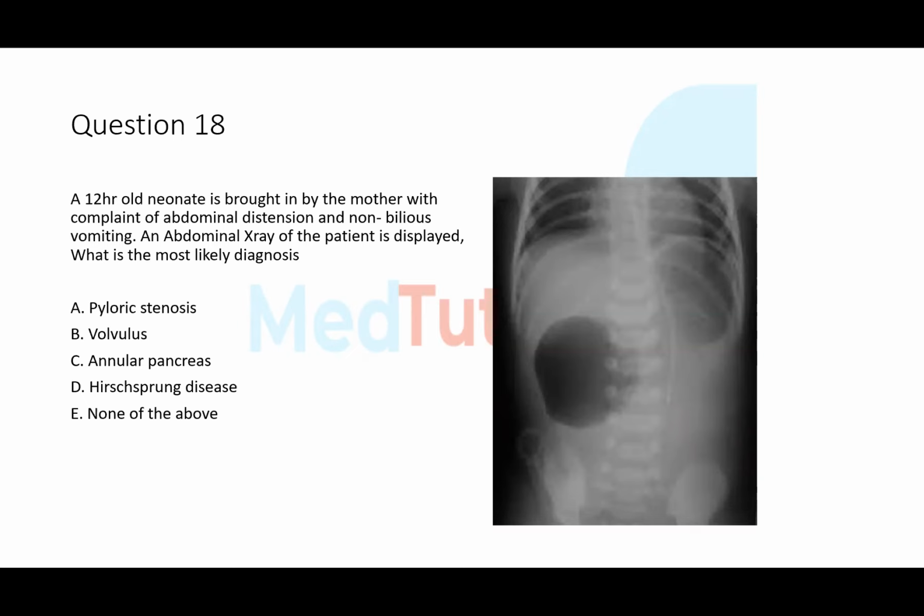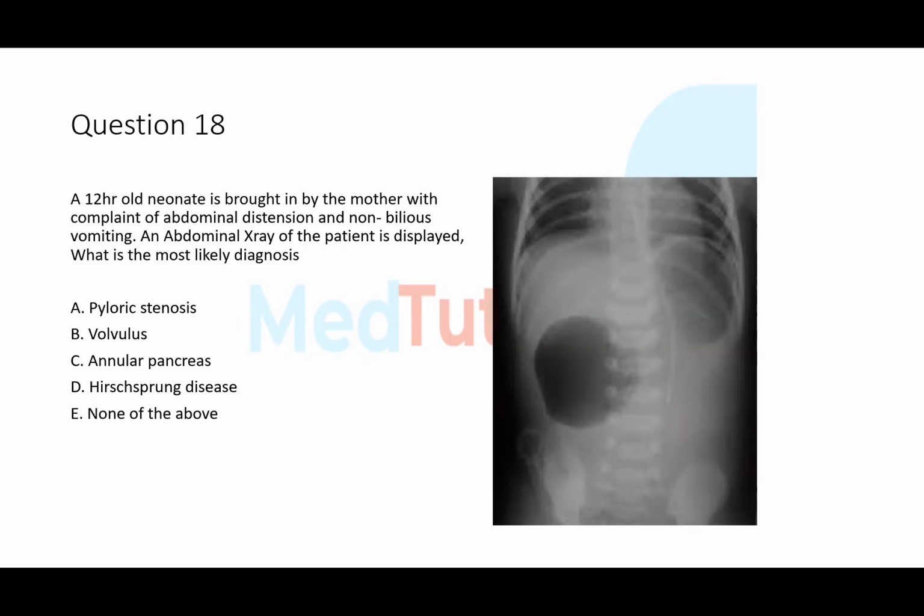Pyloric stenosis does not occur as early as this. Pyloric stenosis usually occurs at about 6 weeks of life when the child starts presenting with projectile vomiting, and hypochloremic metabolic alkalosis is the picture that is seen. Volvulus, yes, we could have obstruction from volvulus, but the X-ray is not what we see in this situation. Annular pancreas is usually not a manifestation with abdominal distension and vomiting. And Hirschsprung disease is usually a problem of delayed passage of meconium. The child might not even vomit, but there could be abdominal distension.